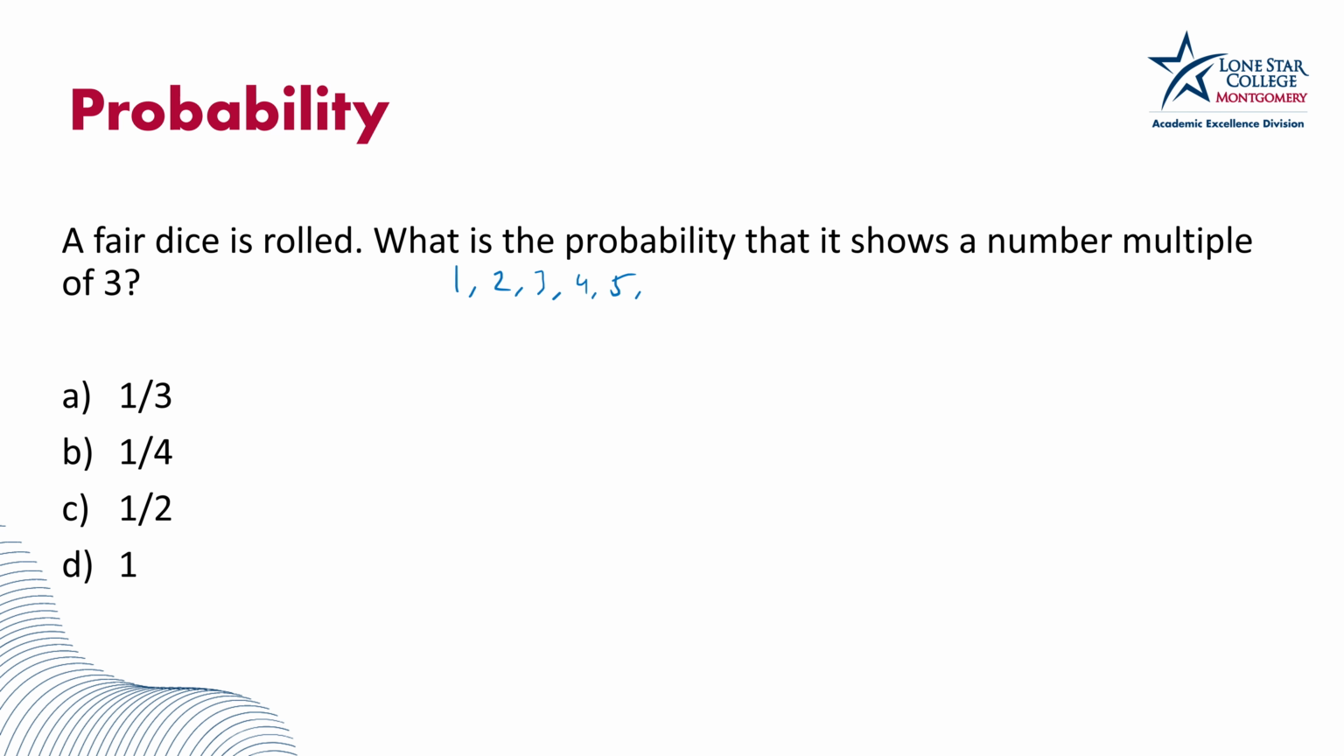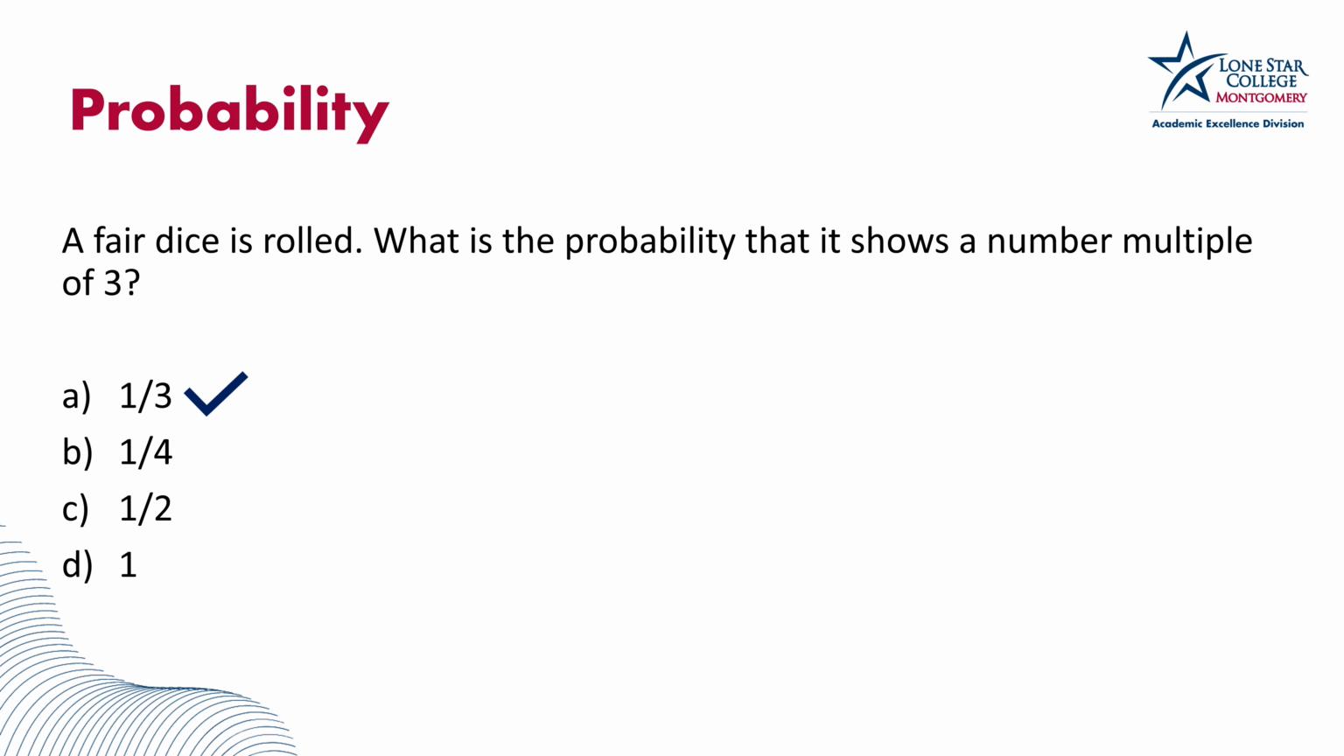We know numbers that are multiple of 3 have to be only 3 and 6. So only 2 sides. So the probability of it being a multiple of 3 has to be just 2 out of a total of 6 sides. But you always want to reduce your fraction. So 2 over 6 can be reduced. You can divide top and bottom by 2. Gives you 1 over 3. So the probability of rolling a dice and getting a multiple of 3 is 1/3, which gives us the answer choice A.